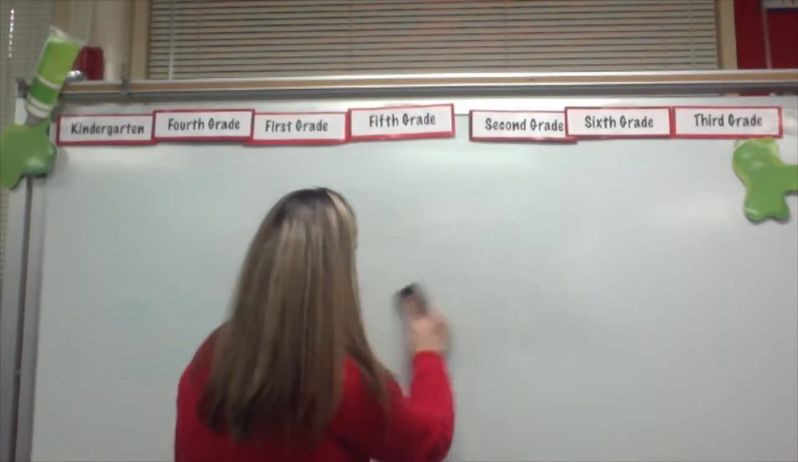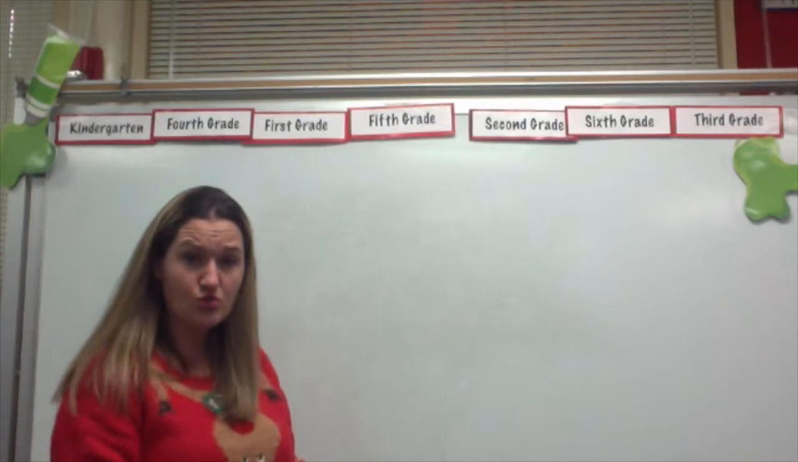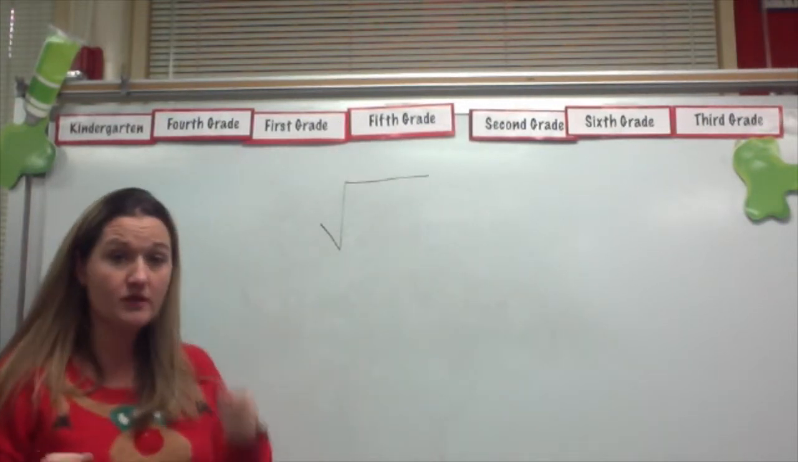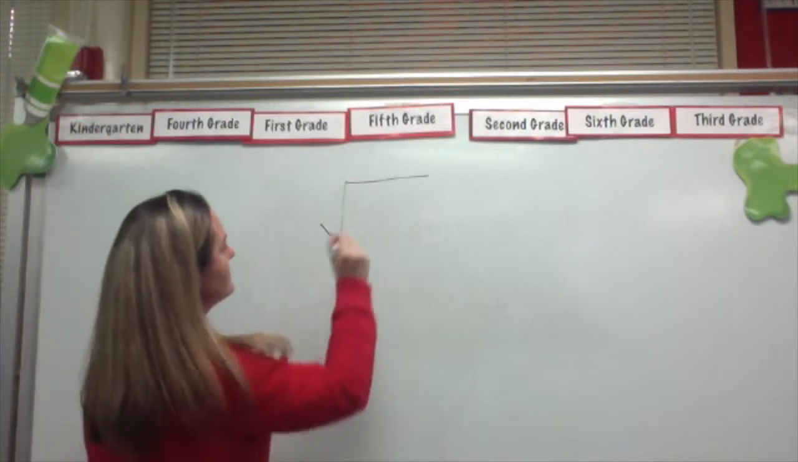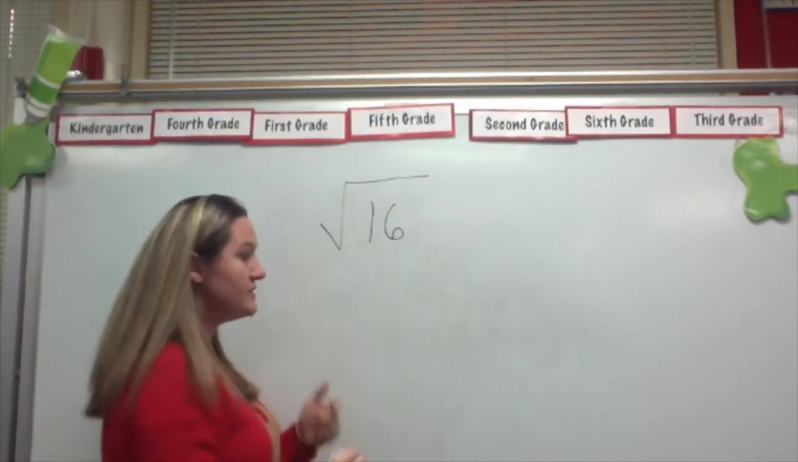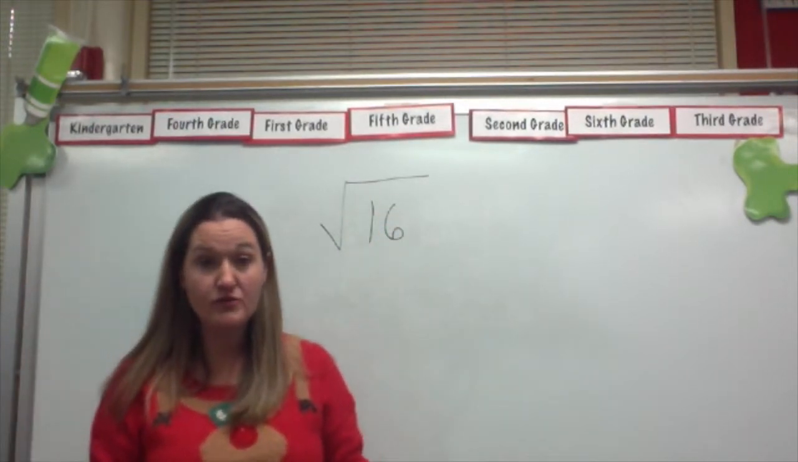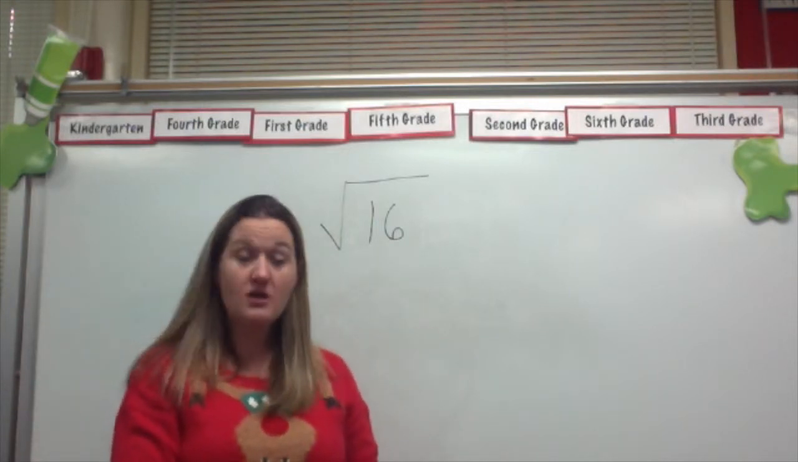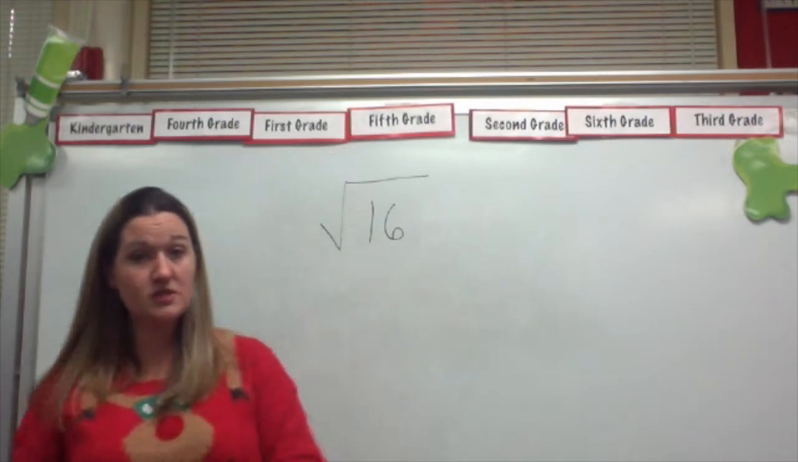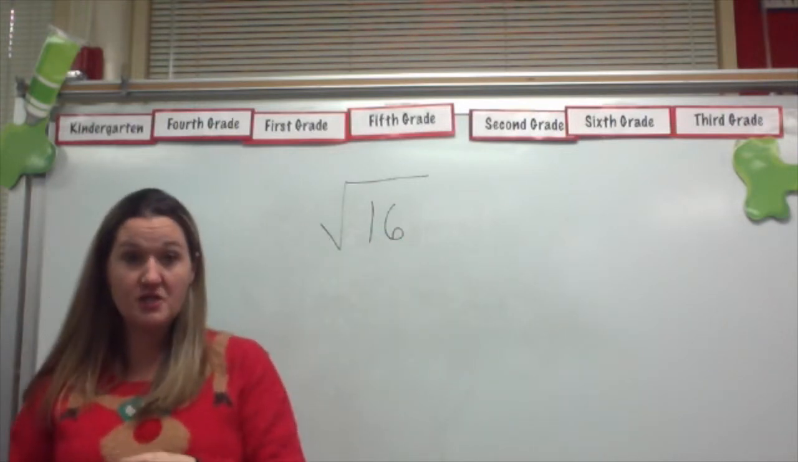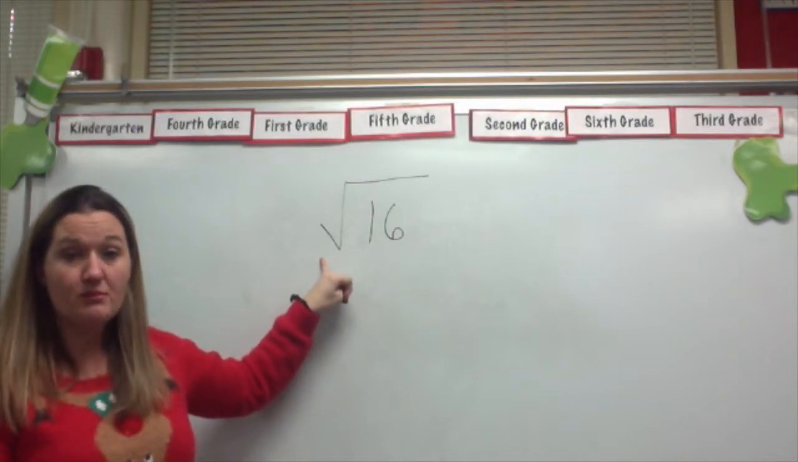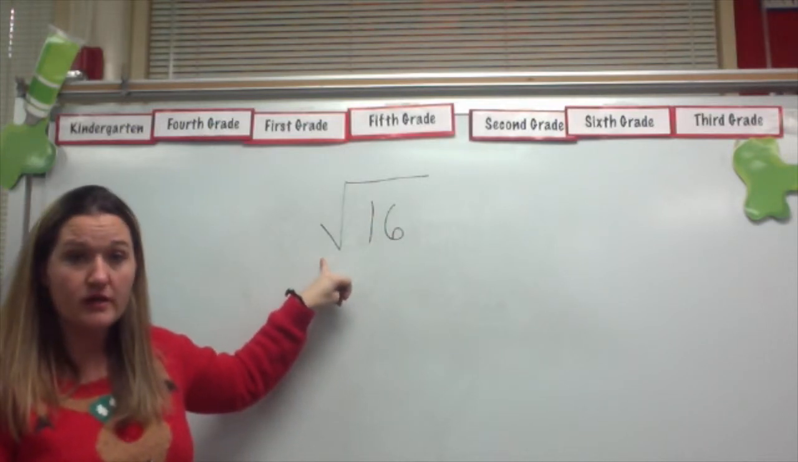The new concept for this lesson is square root. This is the sign for square root. In this case, the square root of 16. Up to now, we've talked about inverse operations. Inverse operations are doing the opposite. The inverse operation of subtraction is addition. The inverse operation of multiplication is division. The square root is the inverse operation of squaring a number.